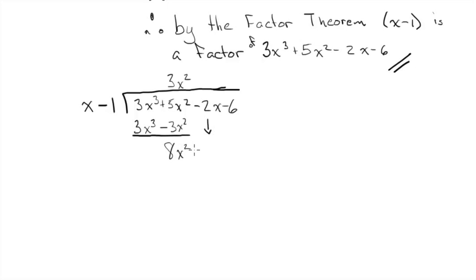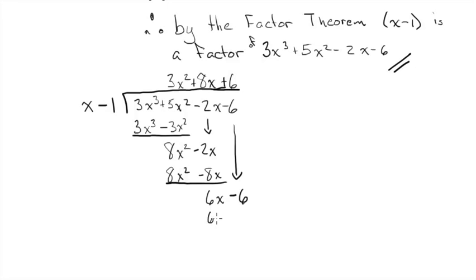Bring down the minus 2x. What do I need to multiply this by to get this? Plus 8x. So 8x squared minus 8x. Subtract, I get 6x. Bring down the negative 6. What do I multiply this by to get this term? Plus 6. 6x minus 6 is equal to 0. So the remainder is 0, which is good.